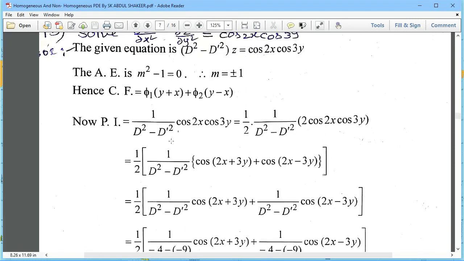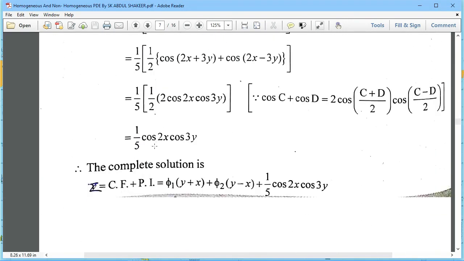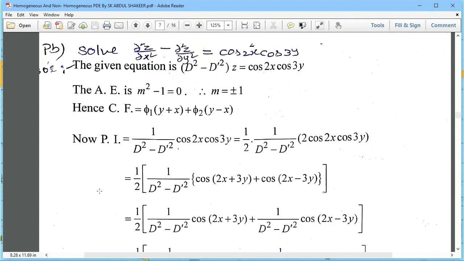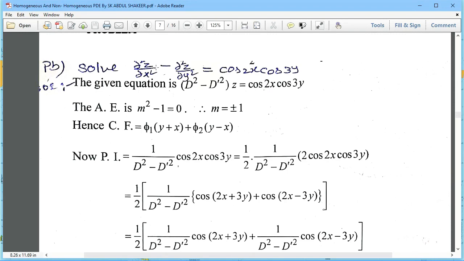Now adding these two solutions, that is the complementary function and the particular integral, which gives the required complete solution z. So z is the required value which satisfies the given partial differential equation.